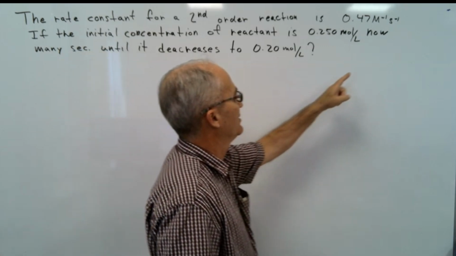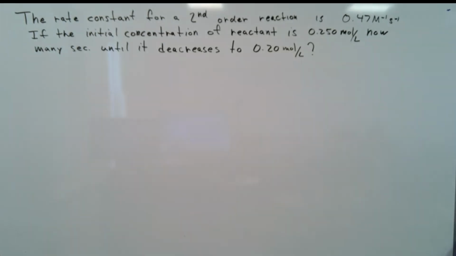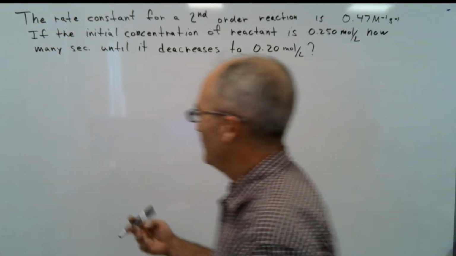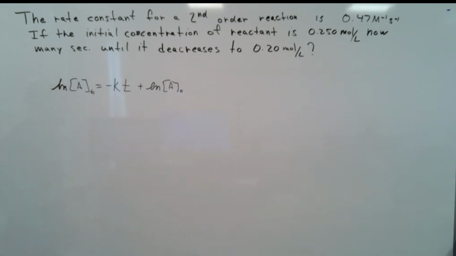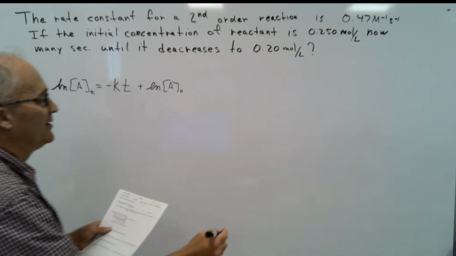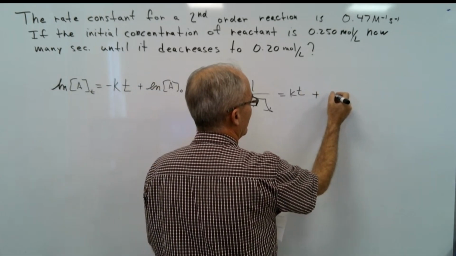So it might be nice that we're told it's second order. Sometimes you're not told and you're just given the rate constant. How do you feel about that? It helps because we can actually put it in the equation. Well, yeah, you have to know which equation to use. Isn't the second order positive K? Very good question. And you are right.